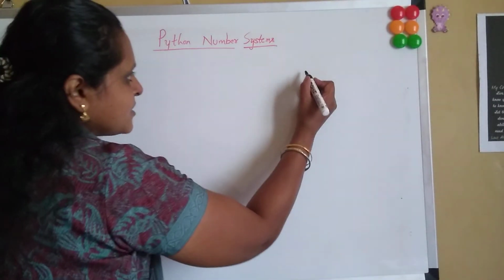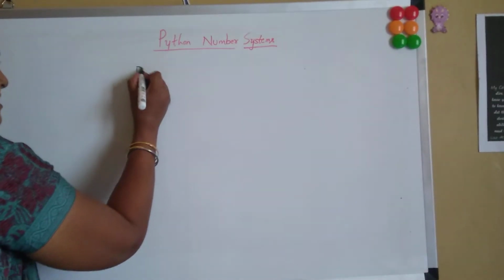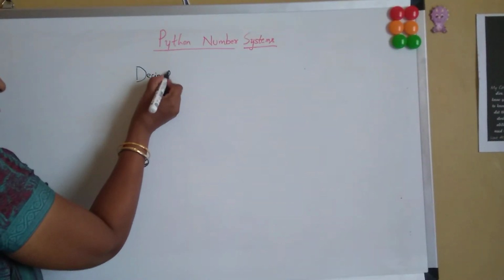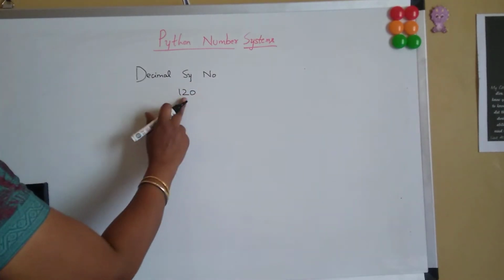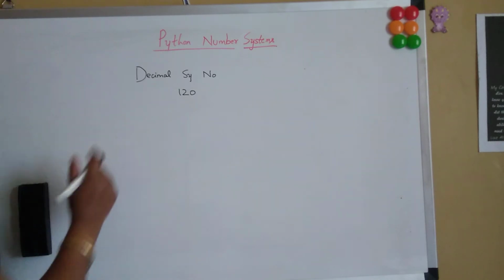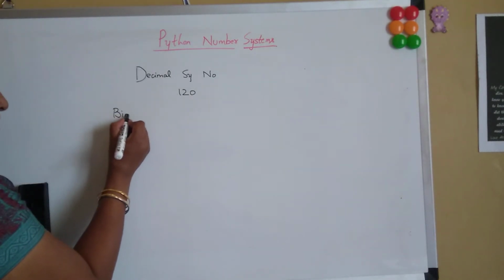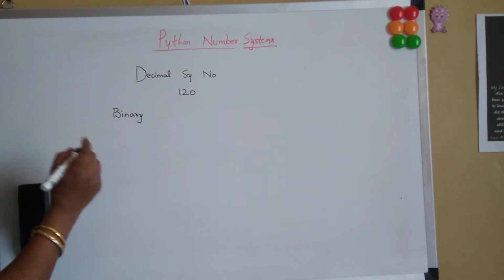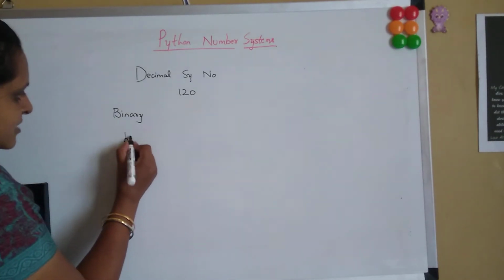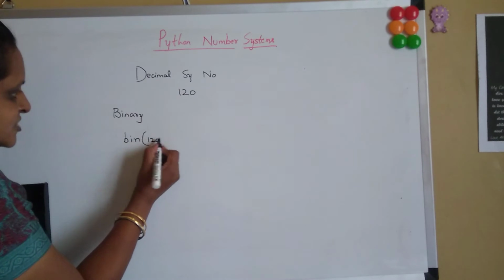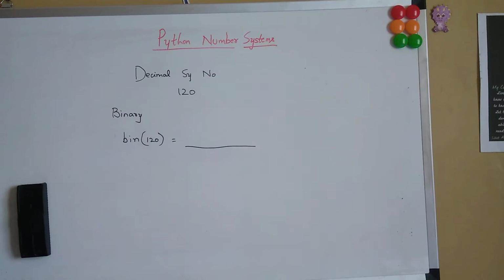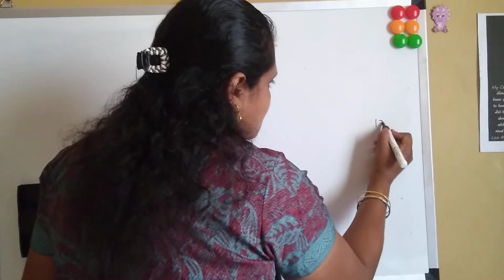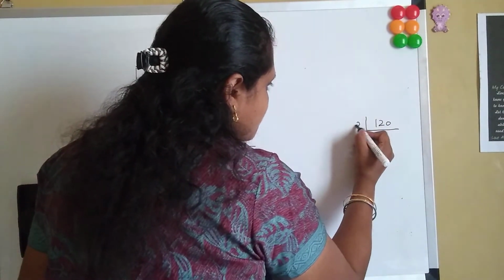So in brief, let's take a decimal integer number, say 120, which we shall convert into a binary number. For this, Python has got a built-in function called bin, to which if you pass the integer value, it will give out the binary representation of this particular integer value. Python gives it out automatically, but now let's solve and see what is the binary representation of 120.